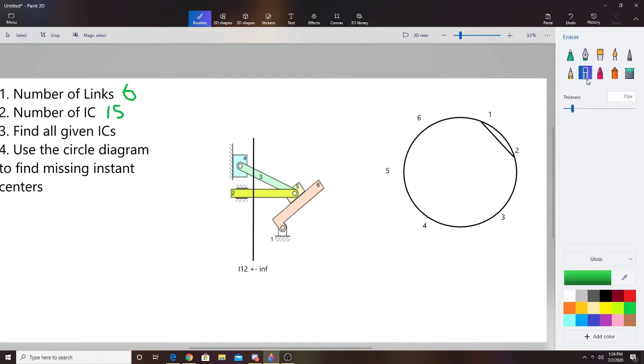Anybody want to take a stab at that one? Where is I23? Remember, it is where the relative velocity of link 2 and link 3 is 0. So essentially they're moving at the same speed there. So where are both of them moving at the same speed? Where they are connected, right? So where are link 2 and 3 connected?